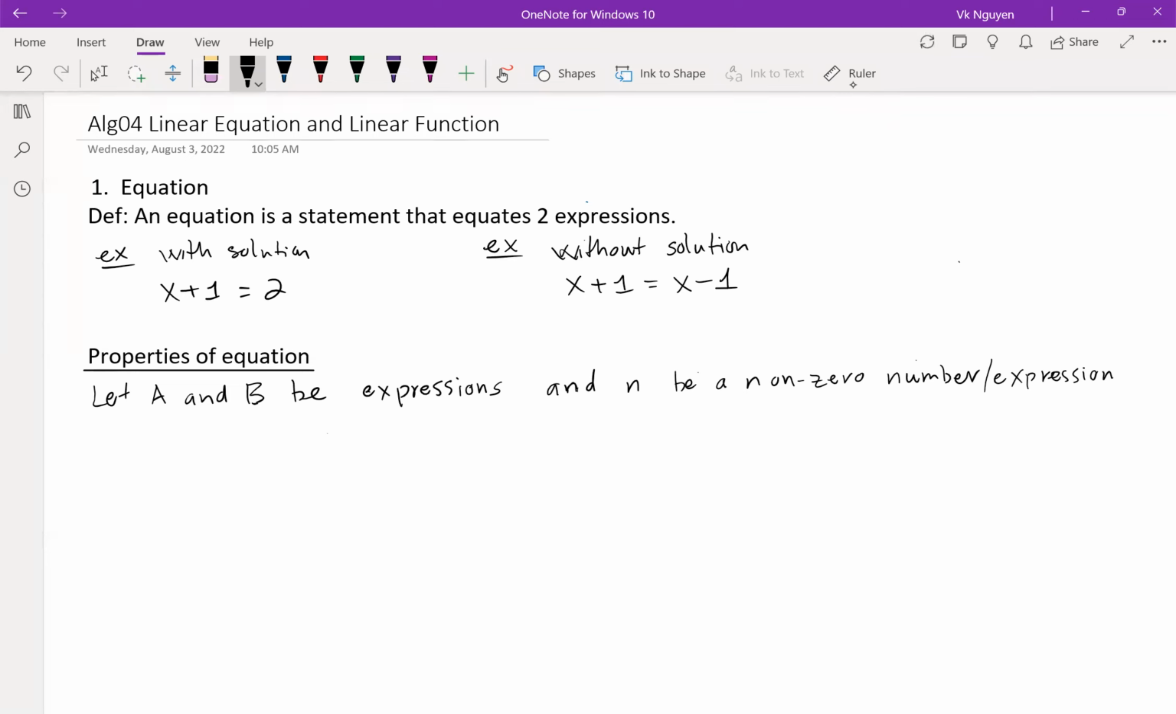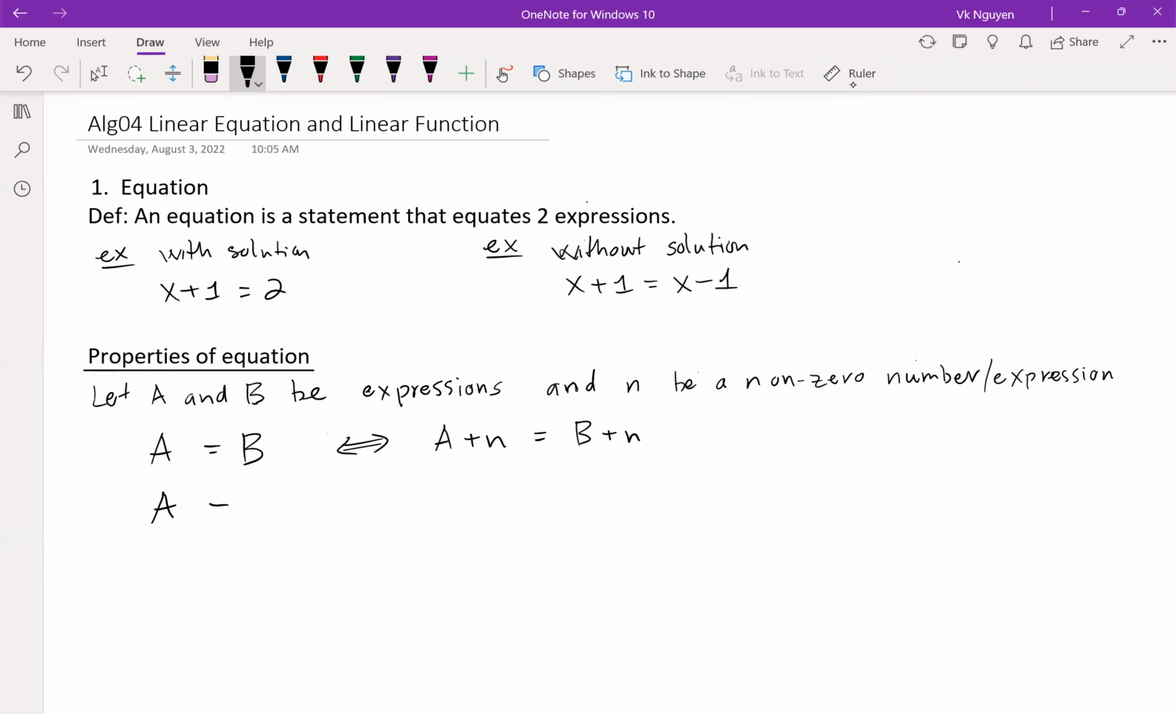There are a few properties of equation, very important, that we need to use to derive a linear equation. Let A and B be expressions, and N be a non-zero number or expression. Then A equal B is the same as, or equivalent to, A plus N equal B plus N.